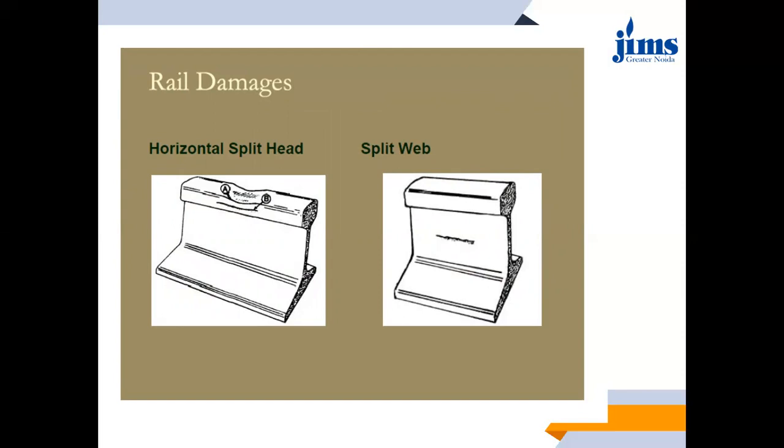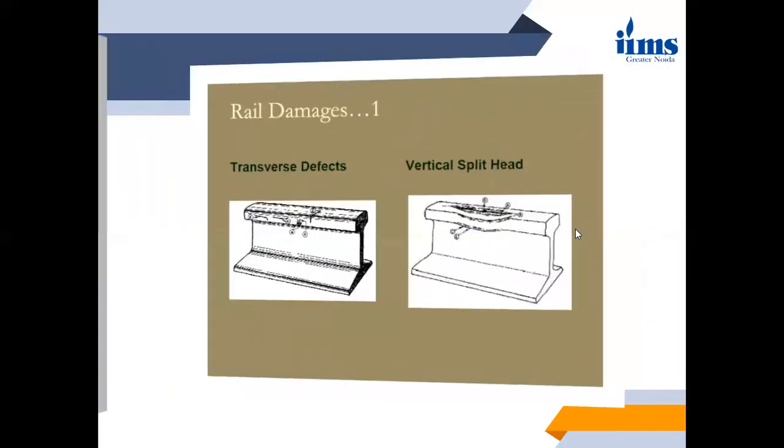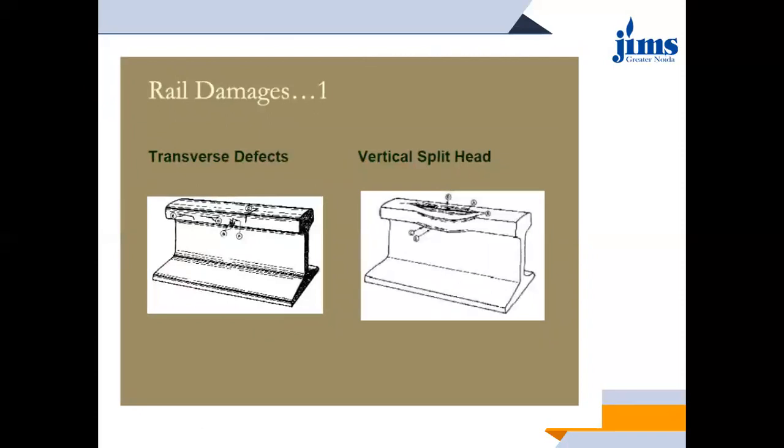Then comes one more thing, that is rail damages. Apart from these rail failures, certain rail damages are there. For example, these are the most commonly arising rail damages, which are horizontal split head, which is caused due to the rolling stock, and split web, which is caused due to excessive loading of the rails, which is not as per the recommendation. Then there are vertical split heads. Again, over here you can see in the second image. The first image shows transverse defects.